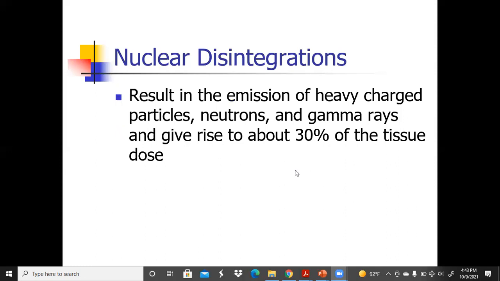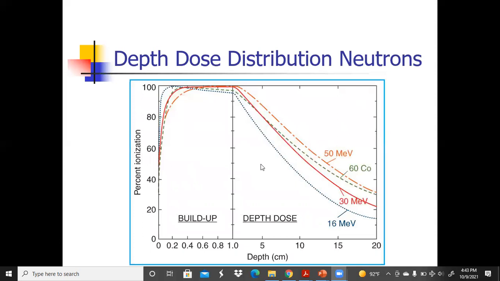This results in the emission of heavily charged particles, neutrons, and gamma rays, and gives rise to about 30% of the tissue dose. So you can see the depth dose distribution here of neutrons, depending on what type of beam: cobalt 60, 50 MV, 30, 16. You can see the buildup region here, and then you can see the depth dose as it goes out.